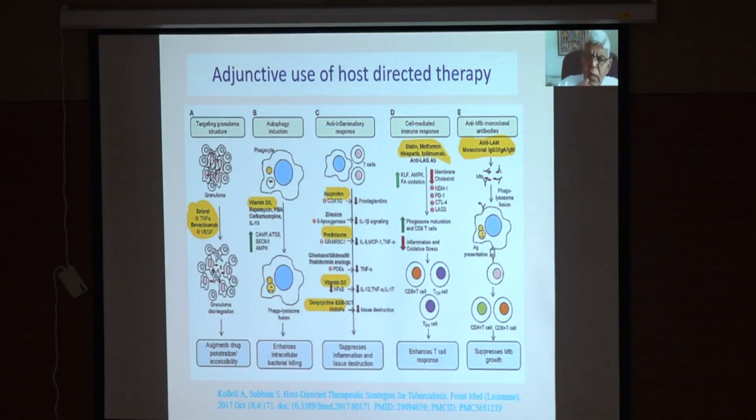Now, phagolysosome formation is a critical mechanism by which MTB is destroyed in the majority of healthy people. And if you can somehow strengthen it by using some of these mechanisms.